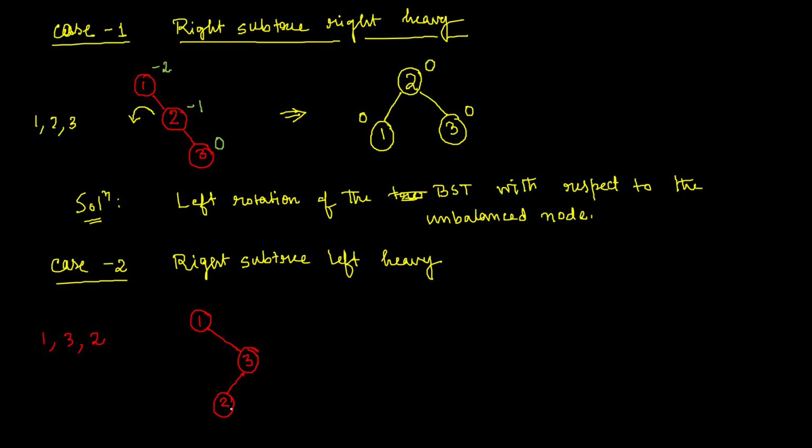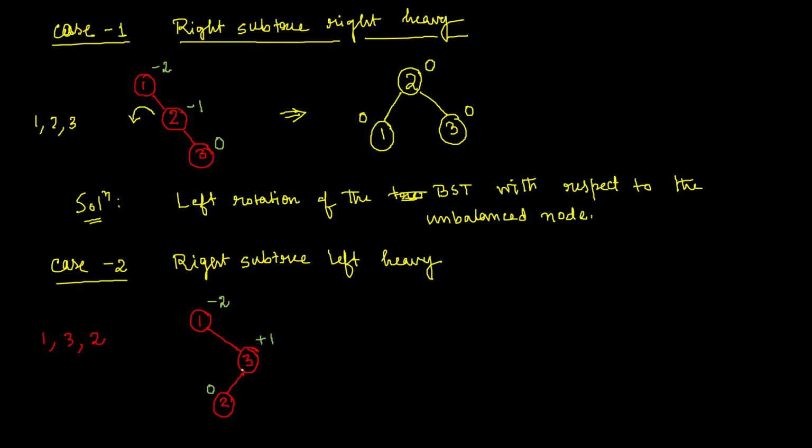It is obviously 0 because it is a leaf node. The balance factor for this node will be what? Height of the left subtree, that is 1, and height of the right subtree, that is 0. So 1 minus 0 is equal to plus 1. And the balance factor for this node: height of left subtree is again 0, and height of the right subtree is 2, that means minus 2. Although the structure is a little bit different, the height of this particular root remains the same.